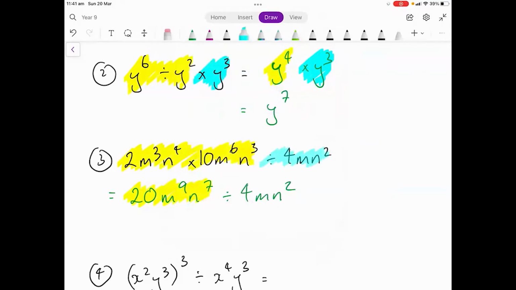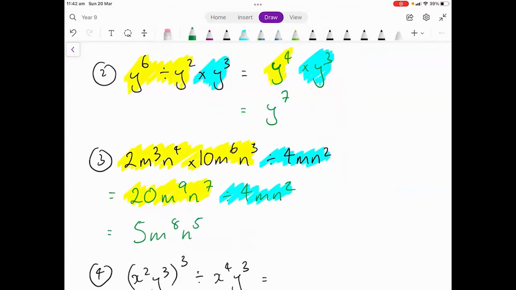And then I do my division. 20 divided by 4 is 5. M to the power of 9 divided by m is m to the power of 8. And n to the power of 7 divided by n squared is n to the power of 5. So that's my final answer. 5m to the power of 8, n to the power of 5.